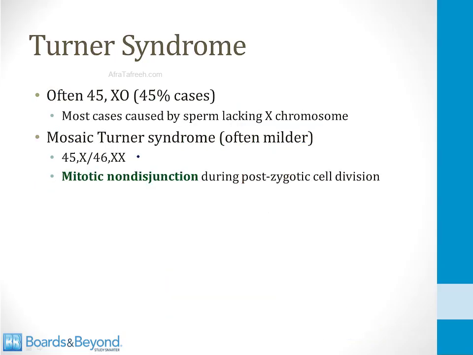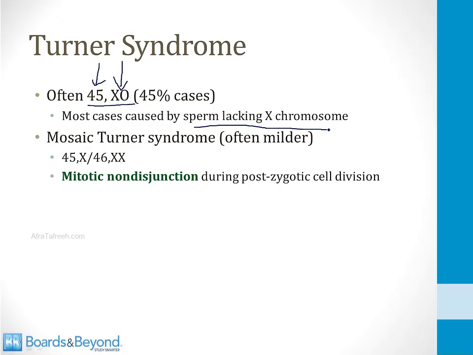In contrast to Klinefelter syndrome, in Turner syndrome there is a missing sex chromosome. 45% of cases occur in girls who are 45,X0. This means they have 45 chromosomes instead of the usual 46, and they only have a single sex chromosome, an X chromosome. They are missing the second copy of their X chromosome. Most of these cases are caused by fertilization of an egg with a sperm that lacks the X chromosome.